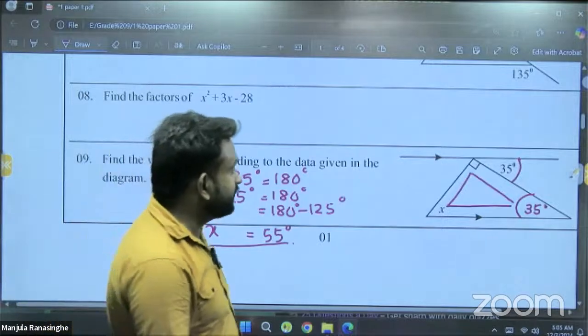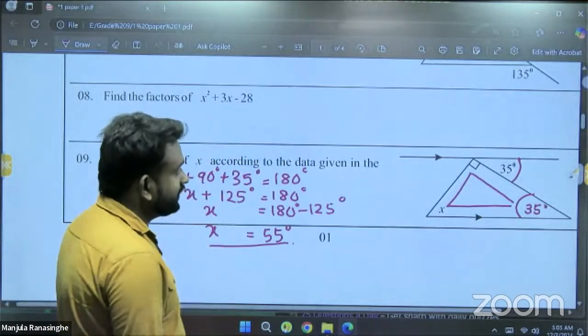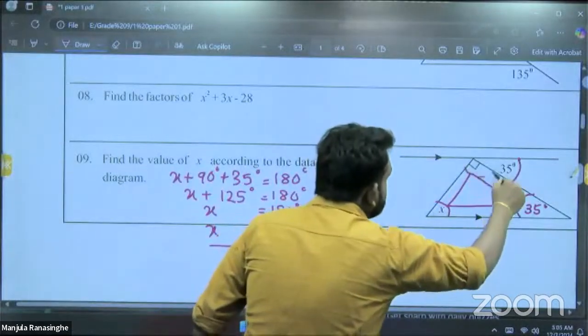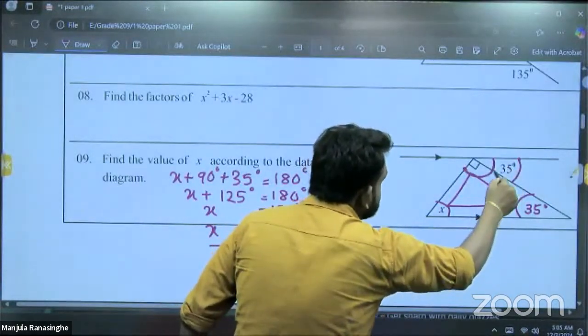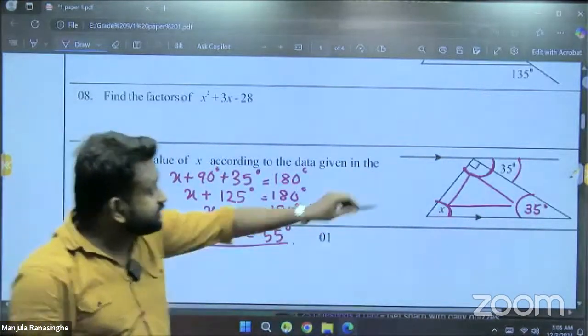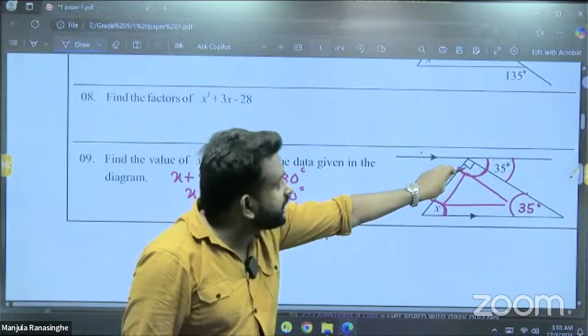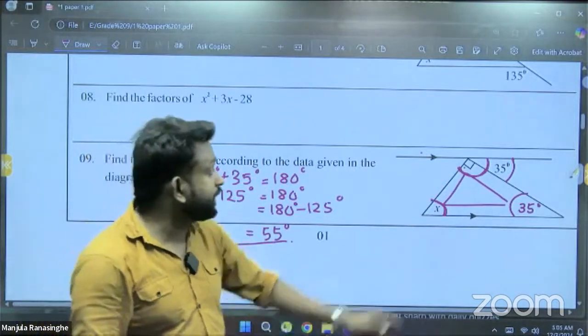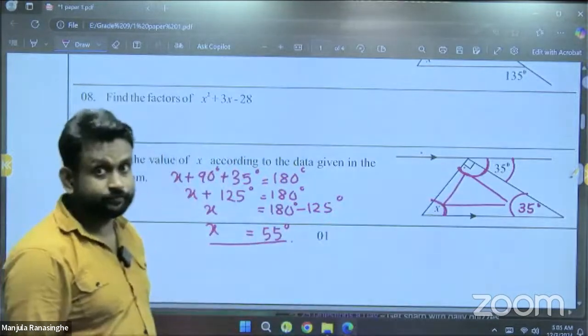You can see here, some students can think that this x plus 90 plus 35, this whole angle, and this whole angle are allied angles. Since the lines are parallel, the sum of allied angles equals 180. From that also you can find out the value for x.